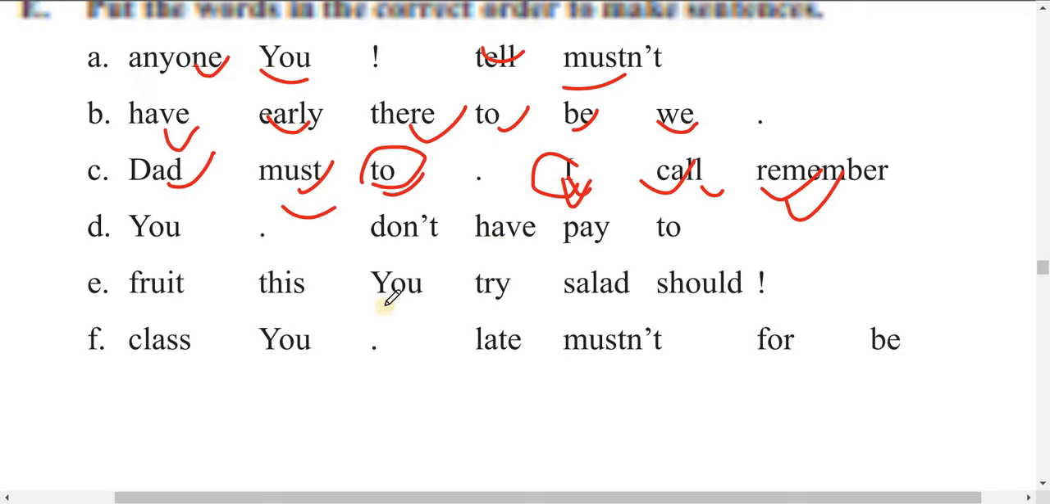Now, E. You should try this fruit salad. In this way, you should try this fruit salad. Now, class, you mustn't be late for class. So you mustn't be late for class.